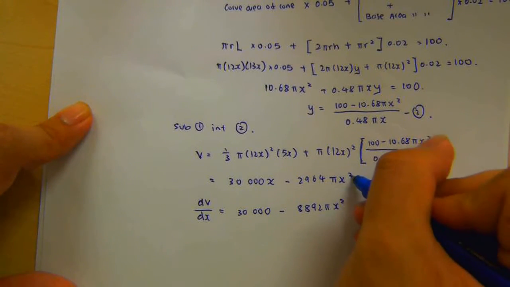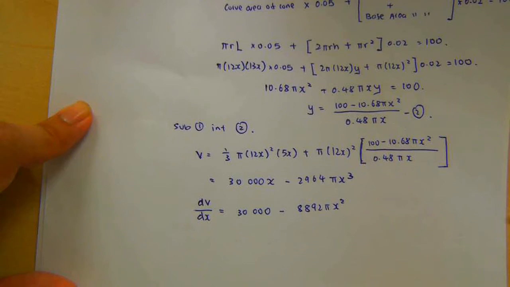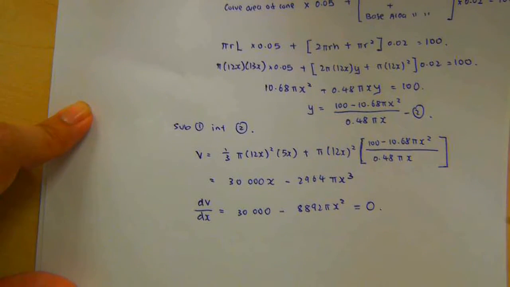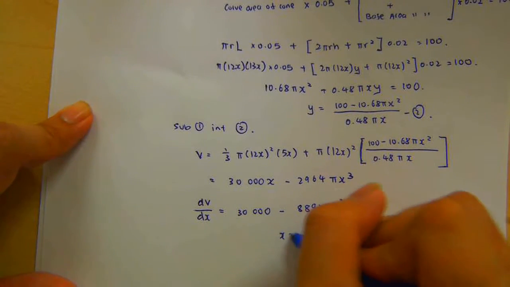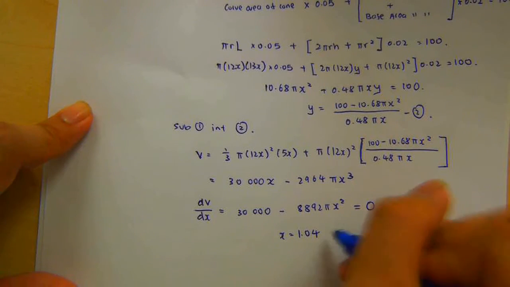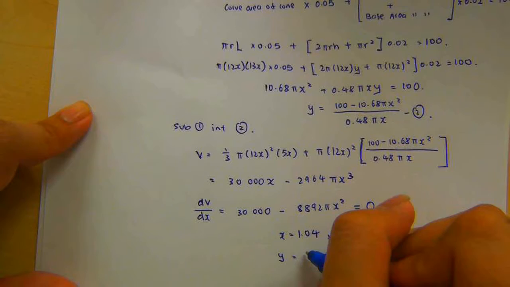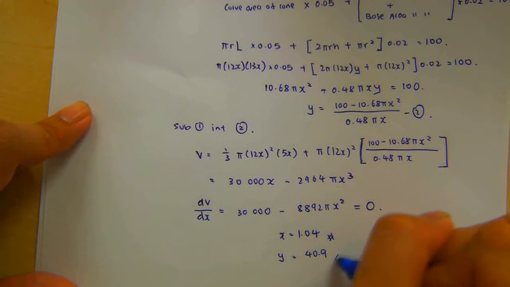So to obtain the maximum point, which is a stationary point, we have to set dv dx to be 0. And we can solve for our x, which is 1.04, and from our equation 2, y will be 40.9.